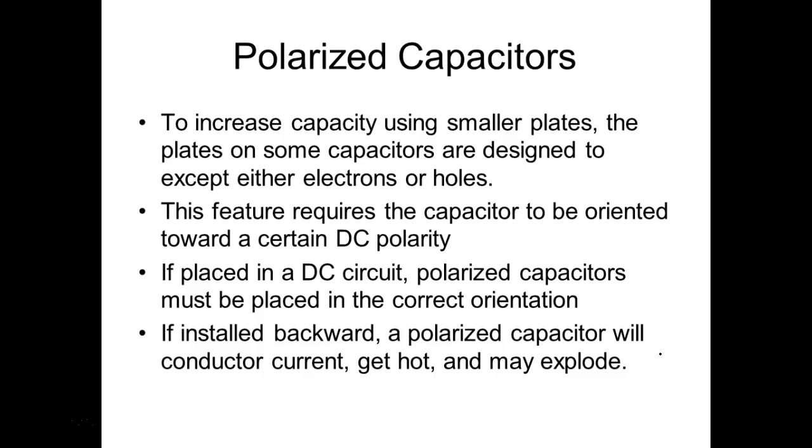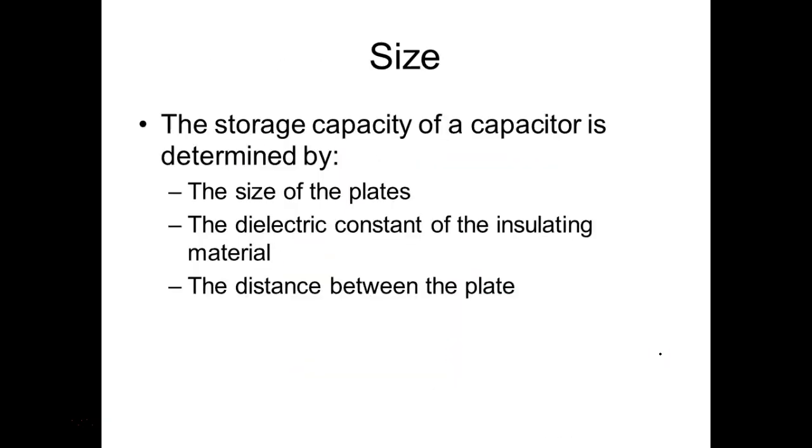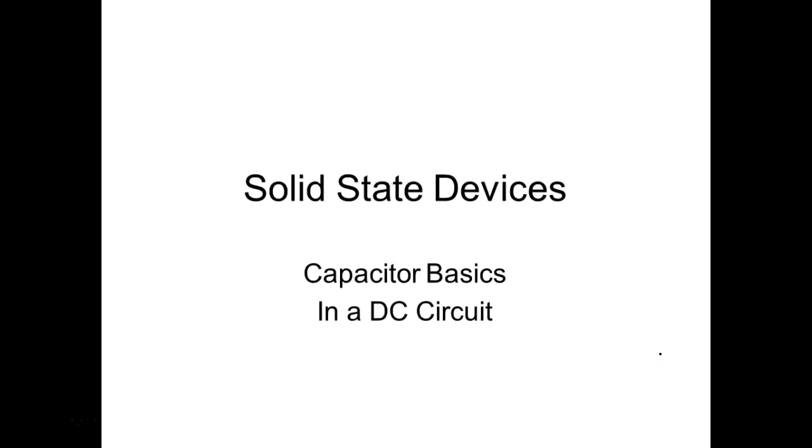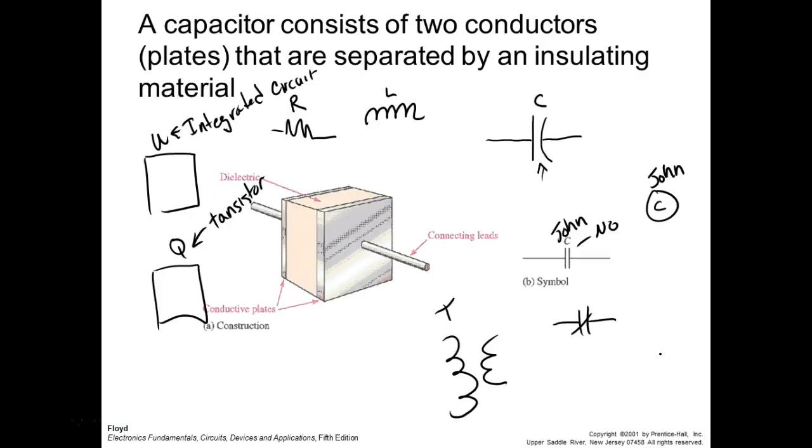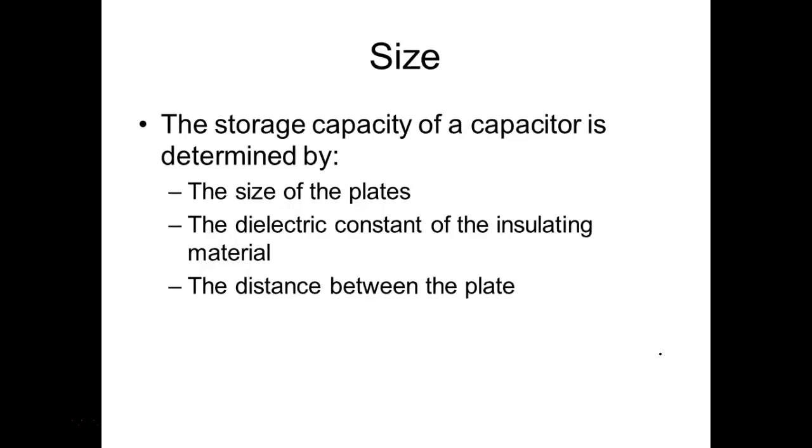Polarized capacitors, and this is the problem we have. What we're trying to do is come up with something that we can make a smaller capacitor with a larger storage size. So we have different metals that like to accept electrons, and we have different metals that like to accept holes. So what we do on a polarized capacitor is we put the metals that like to accept holes on one side, and then we put the ones that like to accept electrons on the other side, and then we polarize the thing. They'll be marked positive.